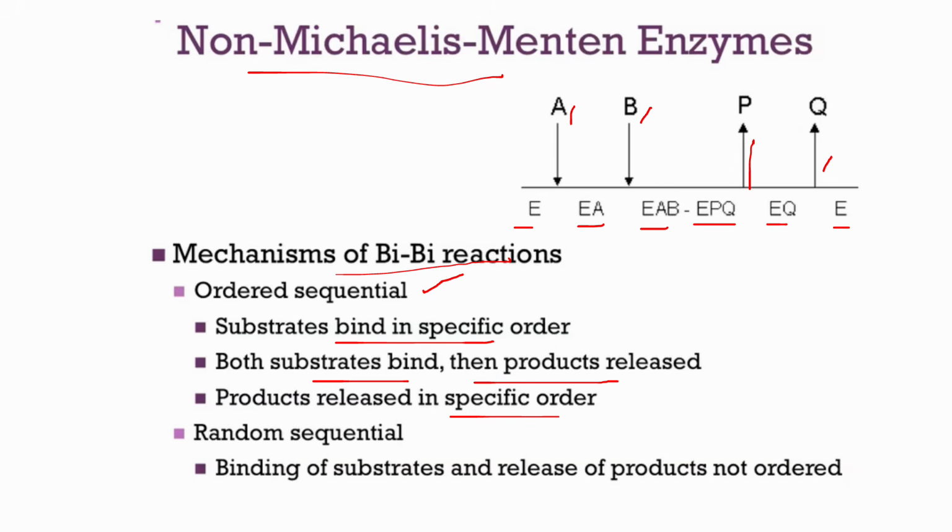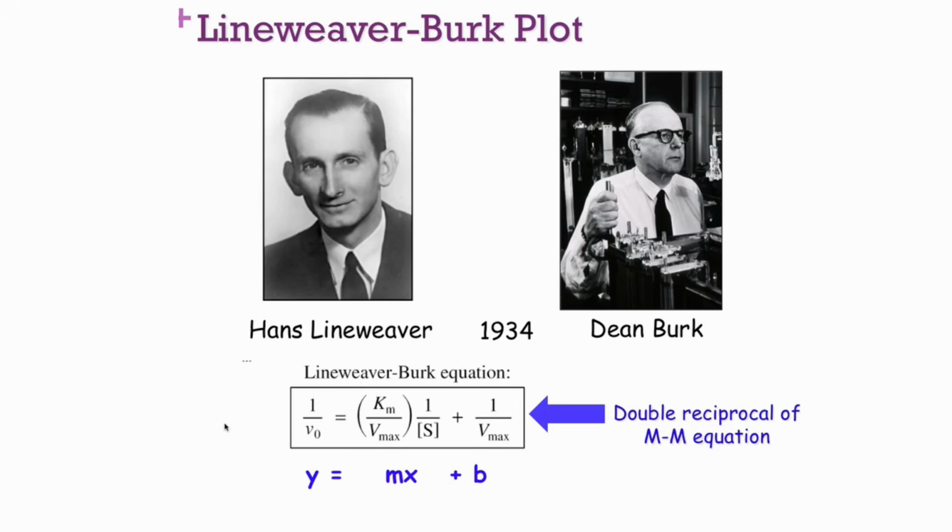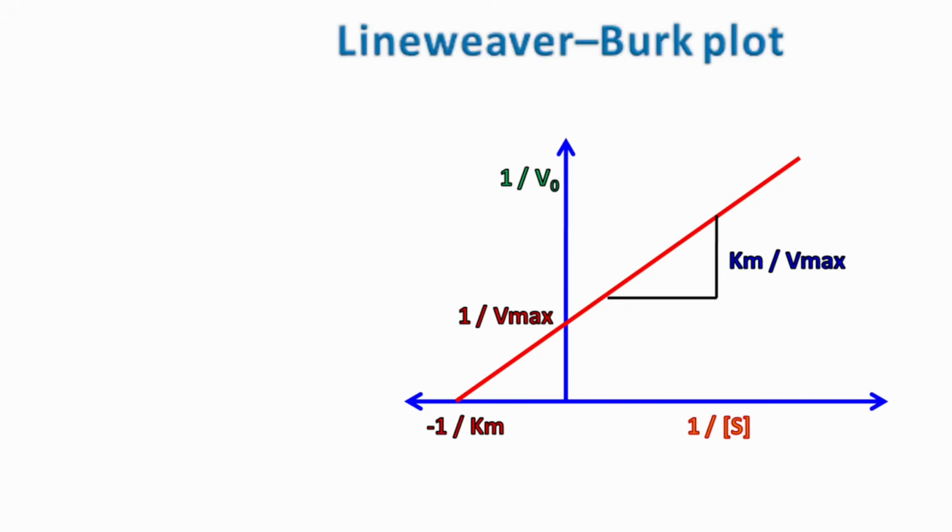Sometimes it also happens that the mechanism is random sequential, meaning the binding of substrates and release of products is not ordered. That can also happen. Let's talk about the Lineweaver-Burk plot, which was introduced in 1934 and is called the double reciprocal of the equation.